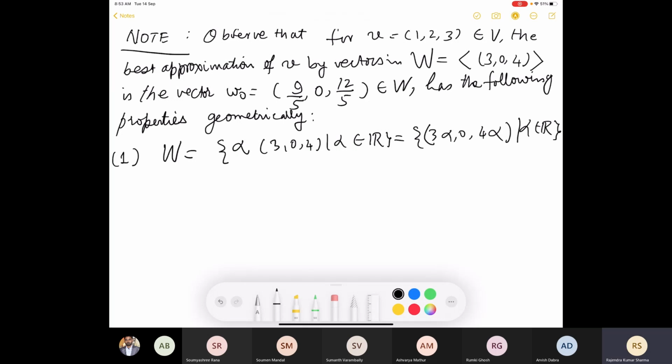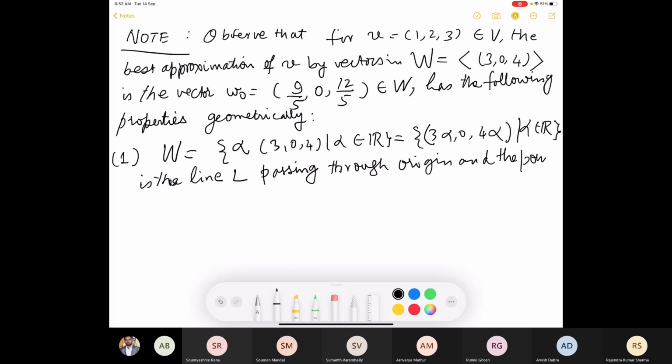So this is basically the line L passing through the origin and the point (3, 0, 4). Why? Because you can check that this is the equation of this line L.